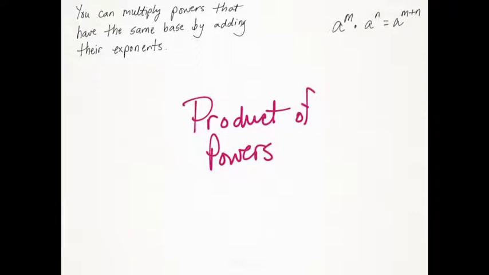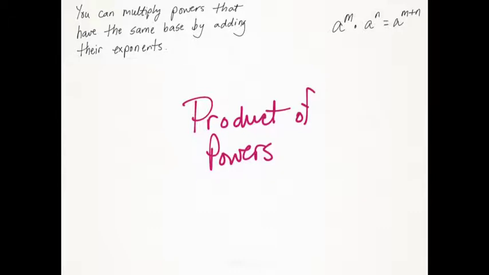So algebraically, this is what it looks like. We have the same base a here. m is our exponent, n is our exponent here. So when you multiply these two powers, you get a to the power of m plus n.